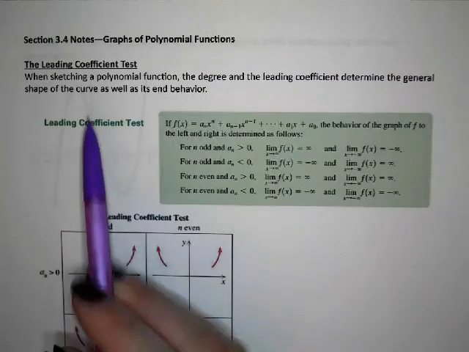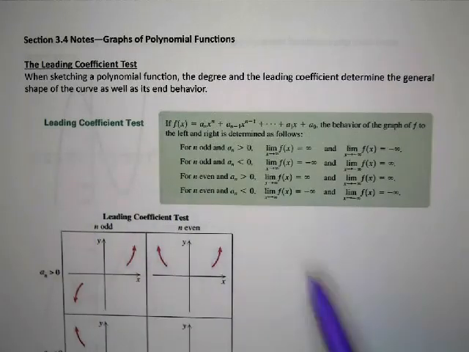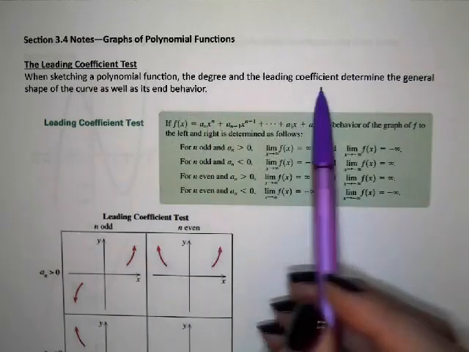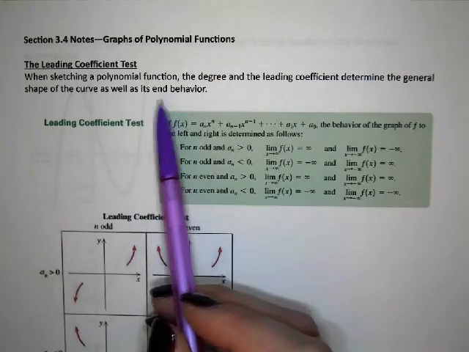And the first thing I like to do is look at the leading coefficient and then also look at the degree of the function. Those are the things that are going to be helpful for us to see the overall shape of the graph. So it says, when sketching a polynomial function, the degree and leading coefficient determine the general shape of the curve as well as its end behavior.